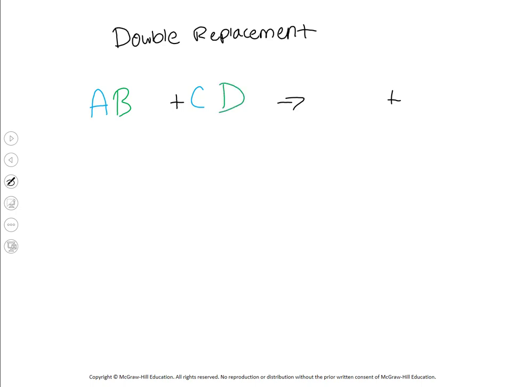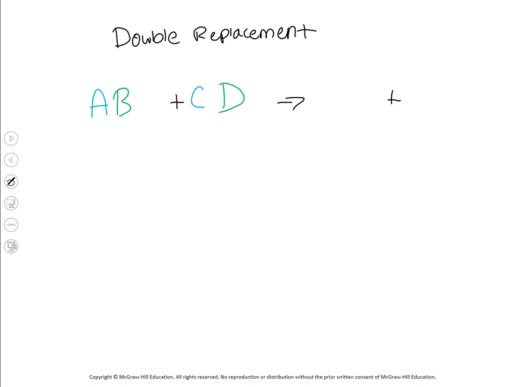So I have some compounds, AB plus CD. Now, why did I do them in different colors? I did them in different colors because these are representing ionic compounds. In ionic compounds, which is always written first, the positive or the negative ion? Positive, good. Cation's always written first. So in this case, the blue ones are going to be my cations. The green ones are going to be my anions.